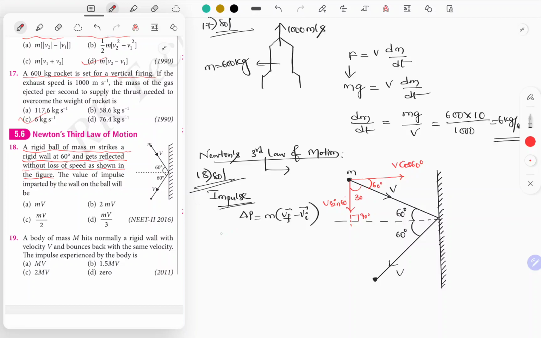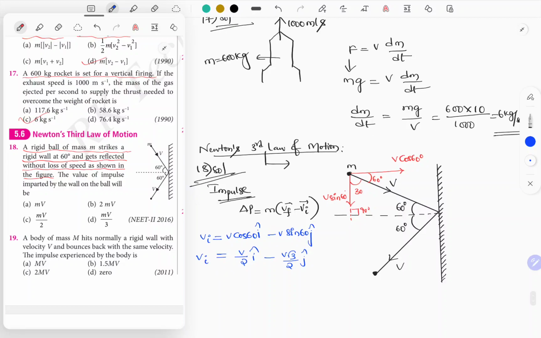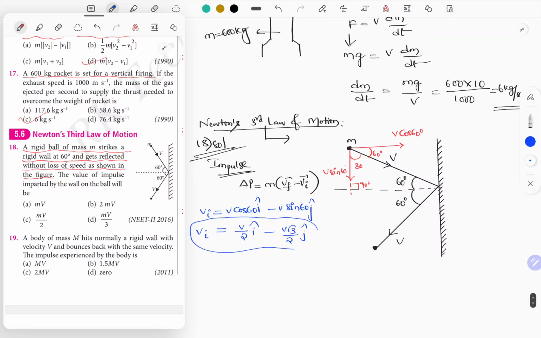So the horizontal component is V cos 60 degrees, and this is V sin 60 degrees. Let me represent the initial velocity. Initial velocity is equal to V cos 60 i cap minus V sin 60 j cap. Cos 60 is 1 by 2, so V by 2 i cap minus V root 3 by 2 j cap. This is the initial velocity. Okay, let us see the final velocity.